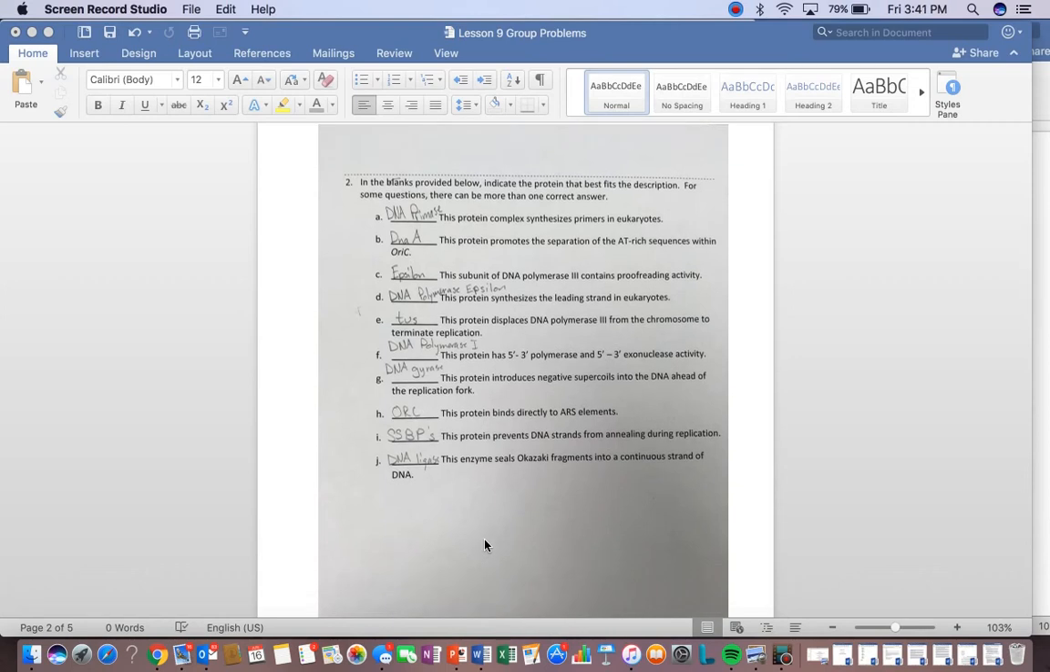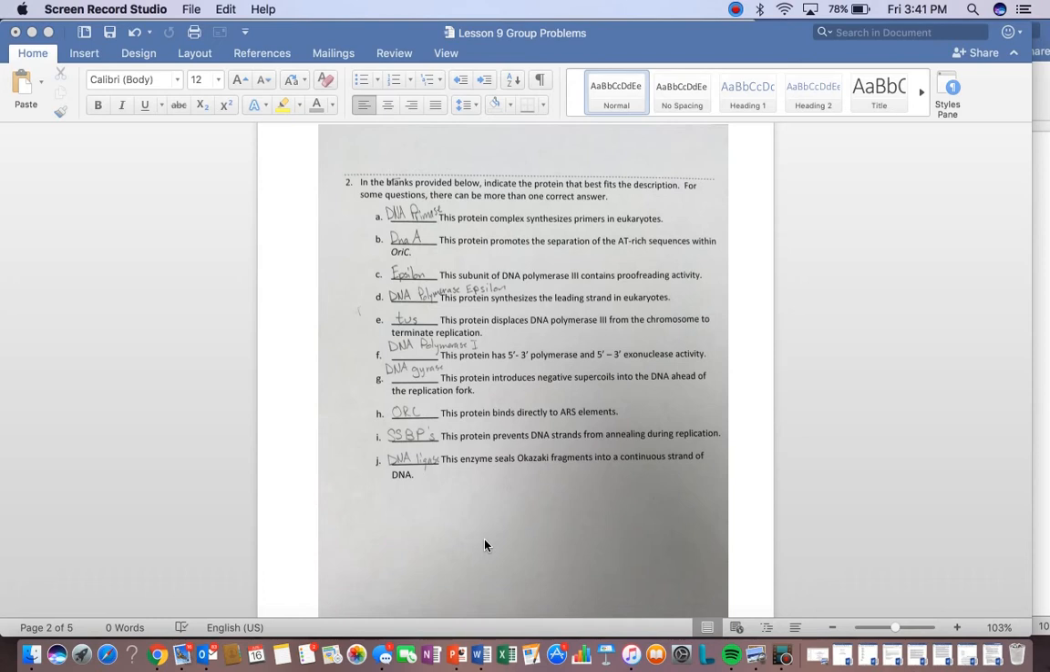Okay, so for question 2, it's got some fill in the blanks. The DNA primase is the protein complex that synthesizes primers in eukaryotes. This protein promotes the separation of the AT-rich sequences within the ORIC, which is the DNA A. The epsilon subunit of DNA polymerase 3 contains proofreading activity. For part D, this protein synthesizes the leading strand in eukaryotes, which is the DNA polymerase epsilon. The TUS protein displaces DNA polymerase 3 from the chromosome to terminate replication.